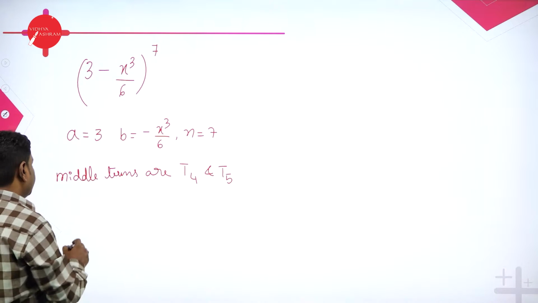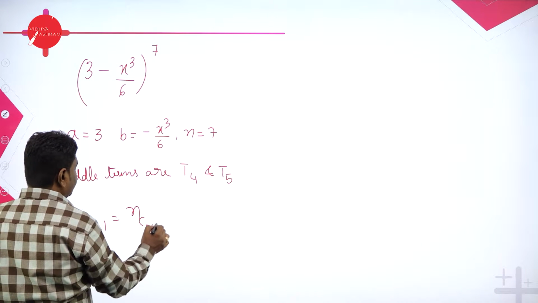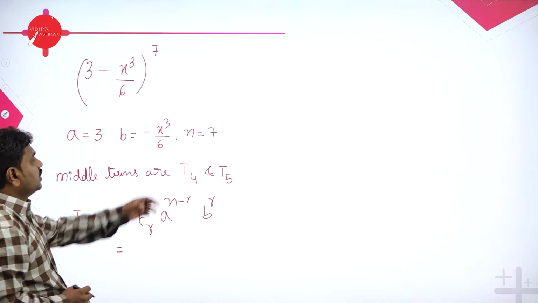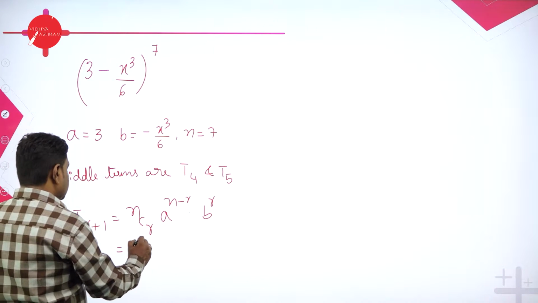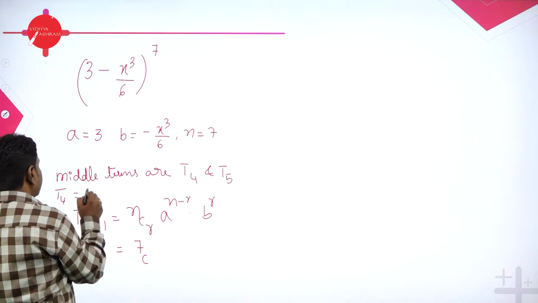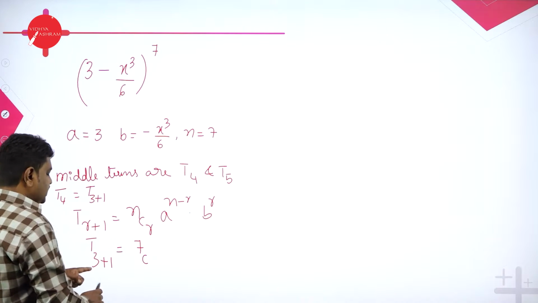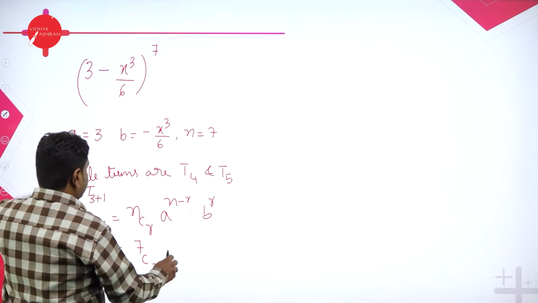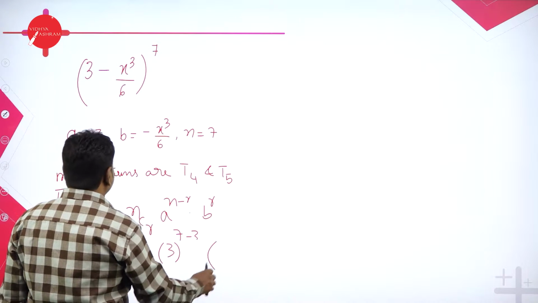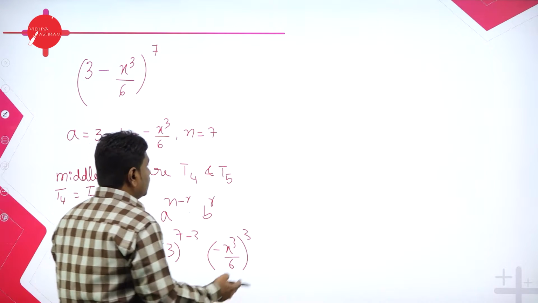So first find T4. So T(r plus 1). What is T(r plus 1)? nCr, a power n minus r, b power r. What is n you have? n is 7. So 7Cr. What is r? See, I need T4. To find T4, T4 can be written as T3 plus 1. So r is 3, 7C3. A means 3, 3 power n minus r, 7 minus 3. Into b means minus x cube by 6 power r, that is 3.